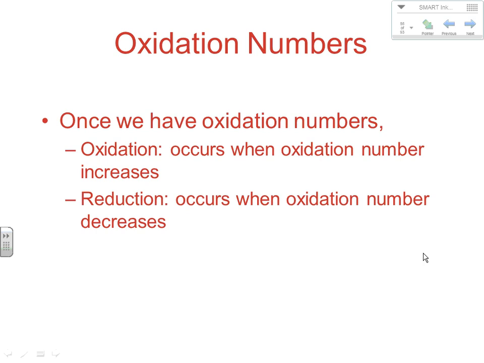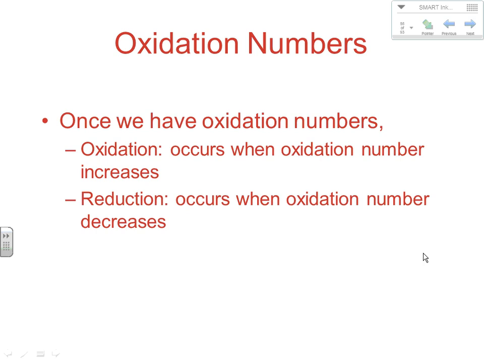But remember, the purpose of them was to help us figure out what was being oxidized and what was being reduced in tricky situations. Oxidation occurs when your oxidation number is increasing. So when you lose electrons, your oxidation number is always going to go up. And reduction occurs when the oxidation number decreases. Remember I said reduction, charge is reduced.